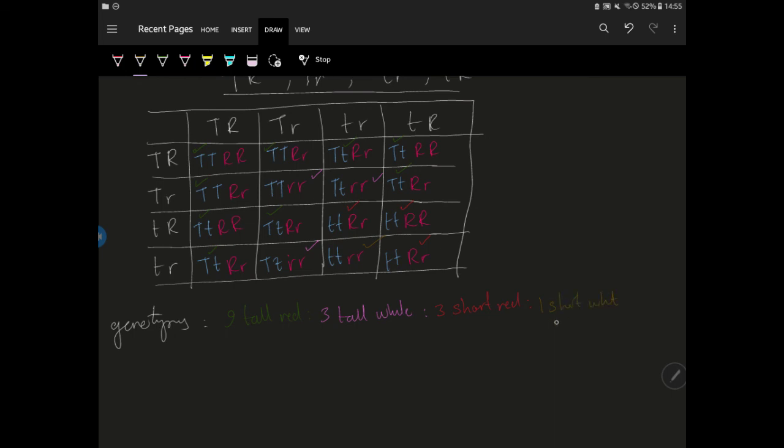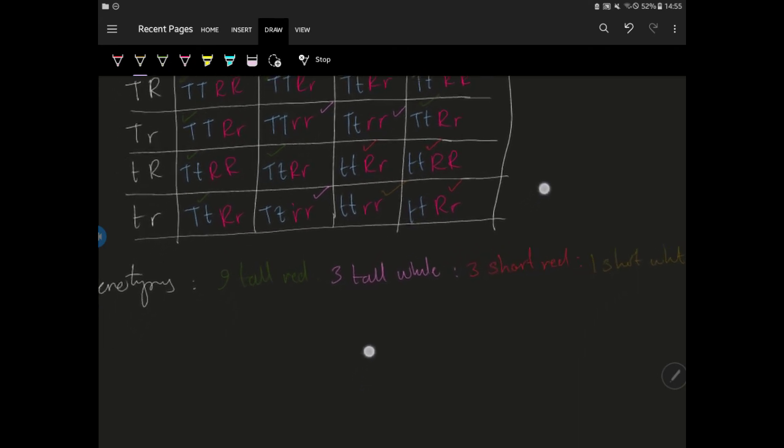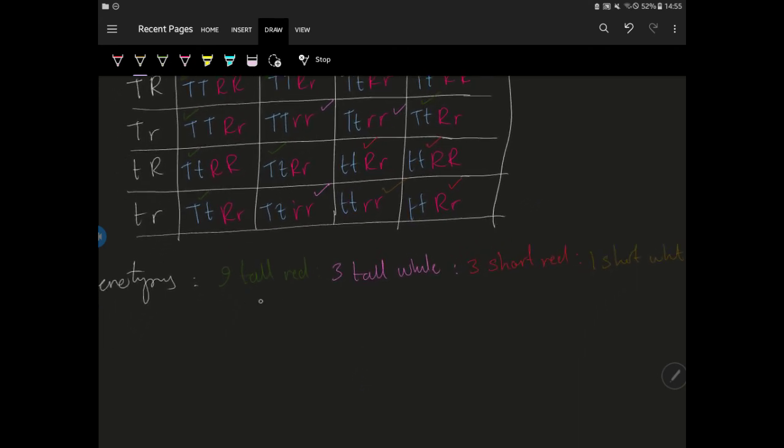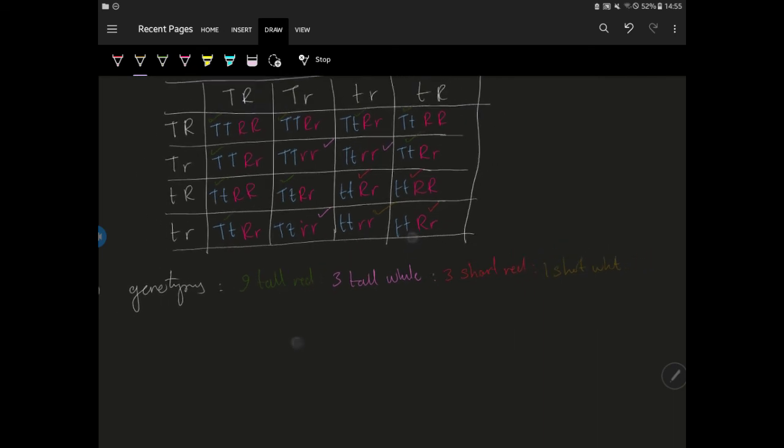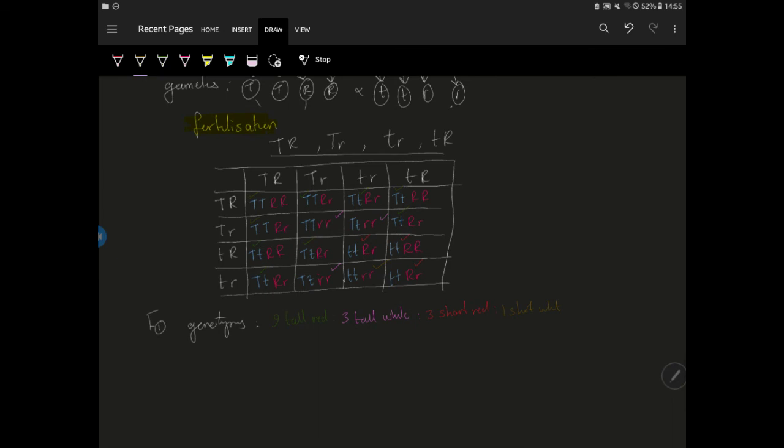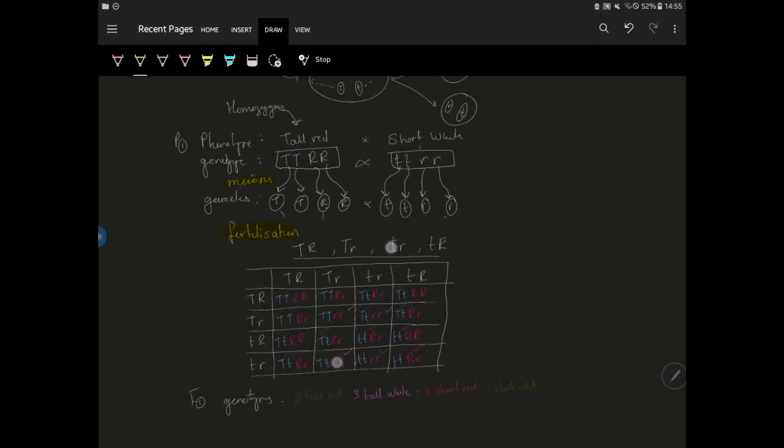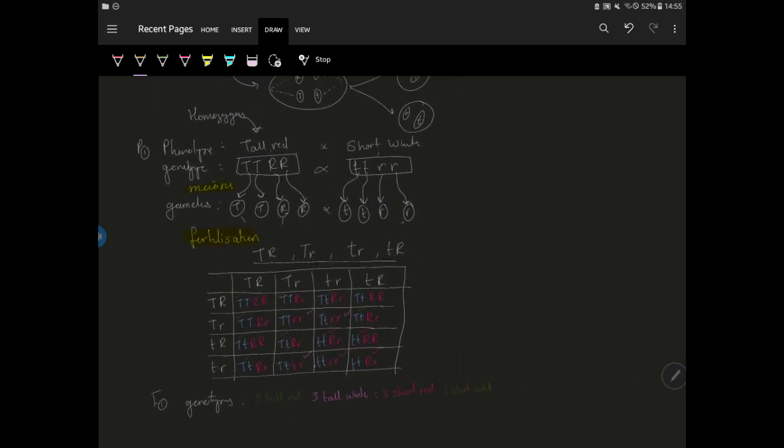That stands to reason because shortness and whiteness are both recessive, so they should be in the smallest proportion, and tallness and redness are both dominant, so they should be in the largest proportion. So this makes sense. So the order is 9 3 3 1. You'll see in multiple choice that you might need to know that as theory, but you'll see it through calculations. So that's how you do a dihybrid cross. All right.